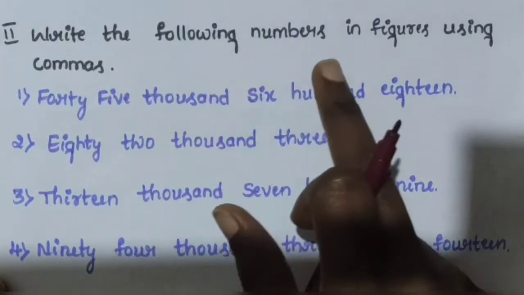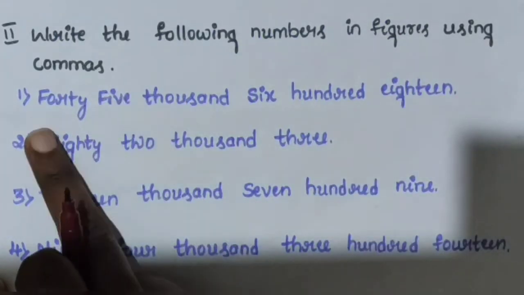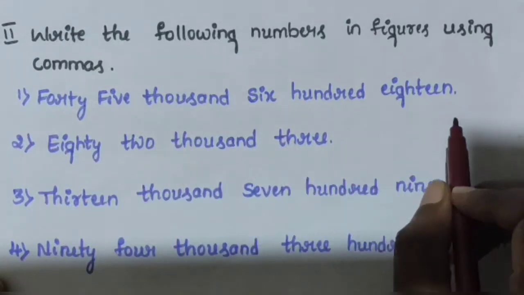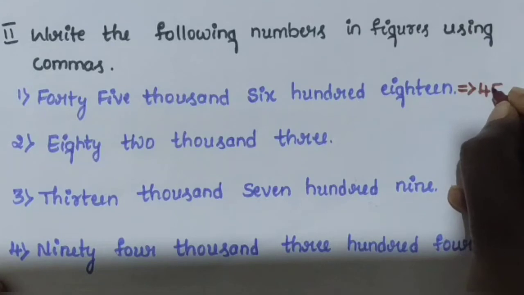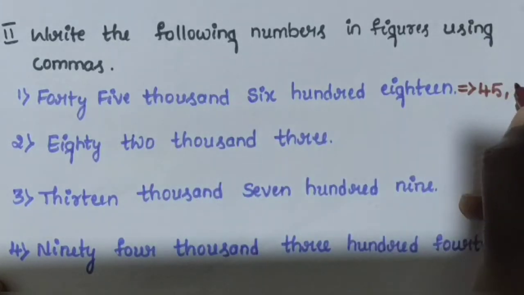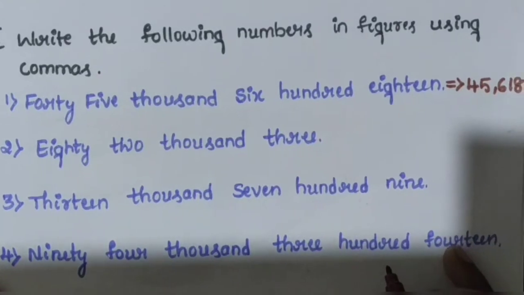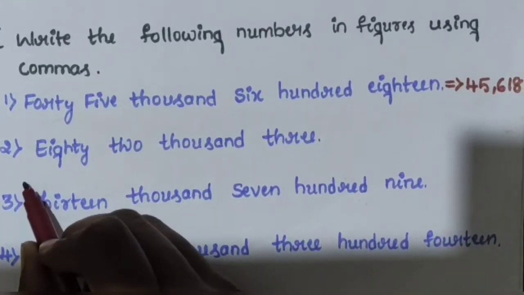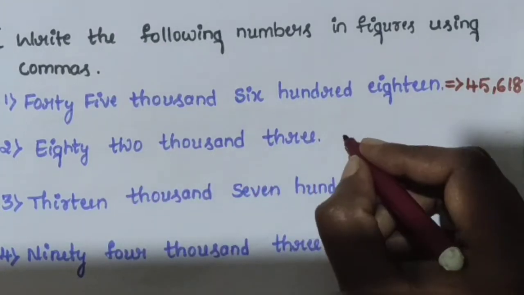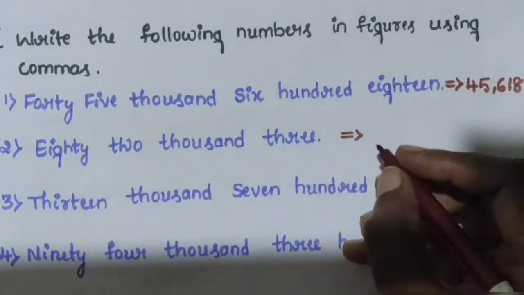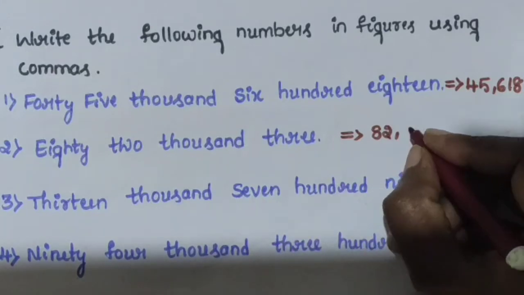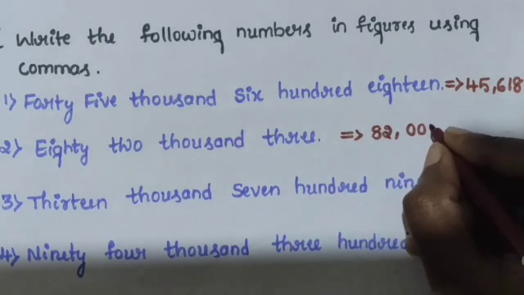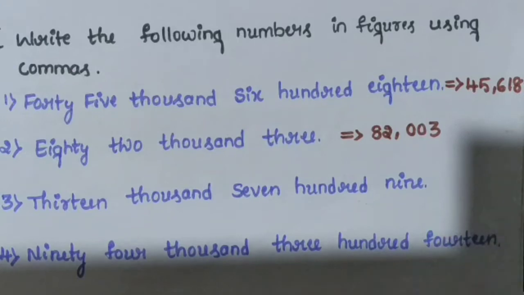Next, coming to the second part: write the following numbers in figures using commas. In question number 1, 45,615, then write in numbers. 45,618. Question number 2. 82,000. So 100s plus 0, 10s plus 0 and 3. 82,003 is the answer.